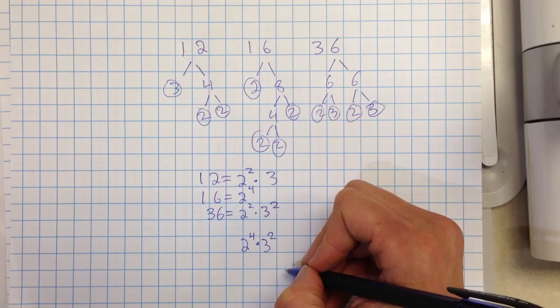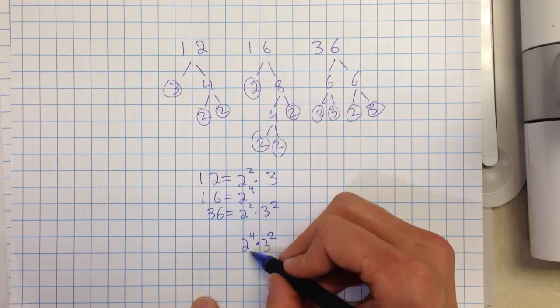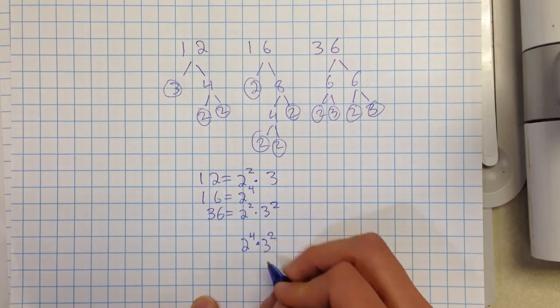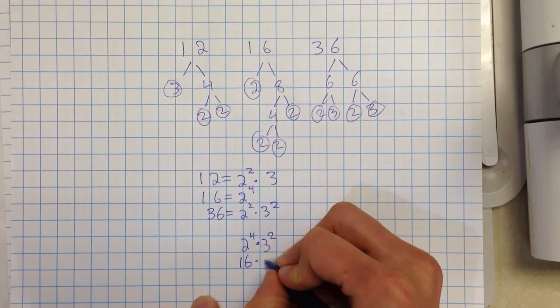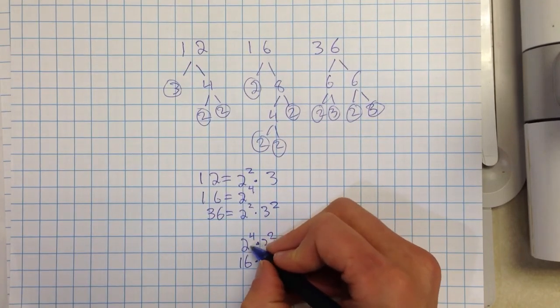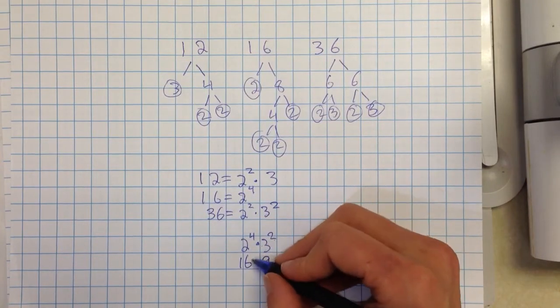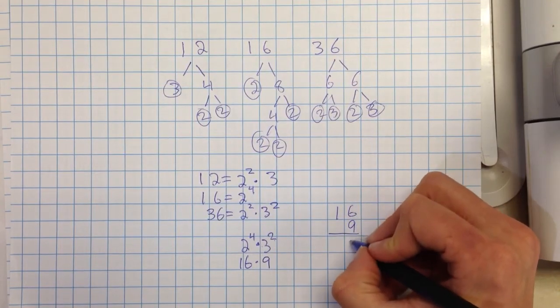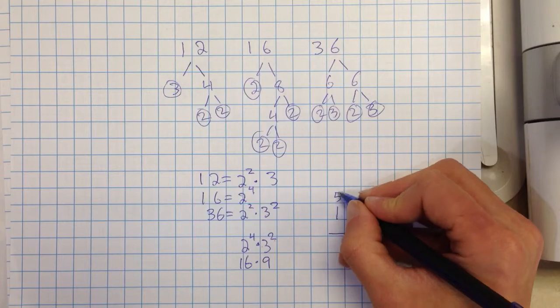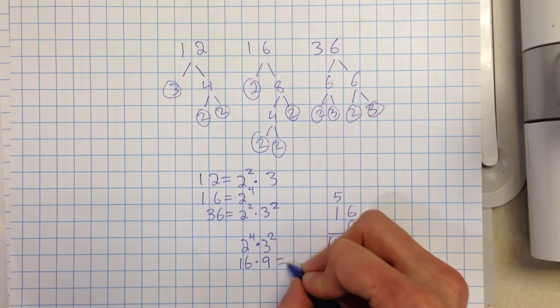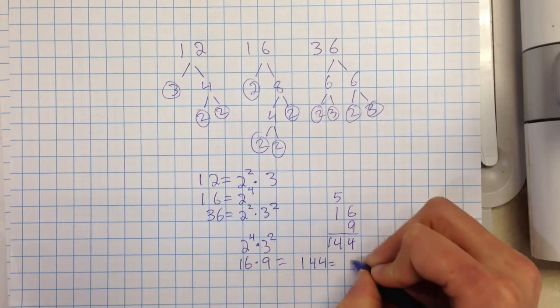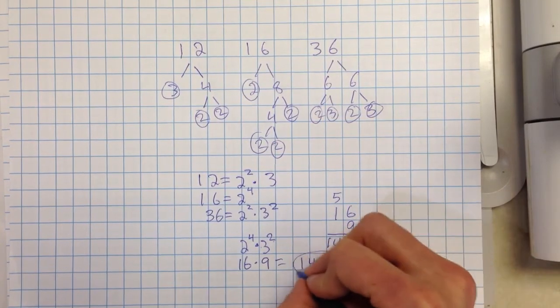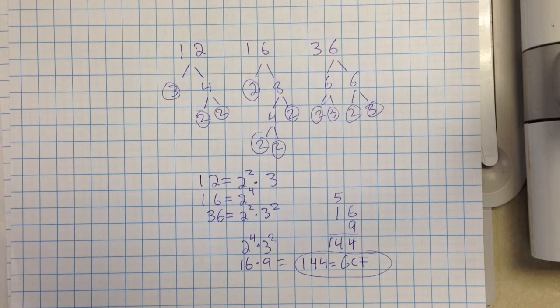And then I'm just going to take these numbers. 2 to the 4th times 3 to the 2nd is the same thing as 16 times 9, because 2 to the 4th is 2 times 2 times 2 times 2, and 3 squared is 3 times 3. 16 times 9. If I need to do the multiplication over here, that is totally fine. I see this equals 144, which happens to be my LCM. So it works with 3 numbers just as easily as it works with 2 numbers. And that's finding the least common multiple using method 2, prime factorization.